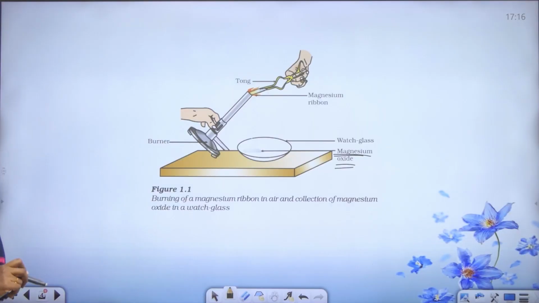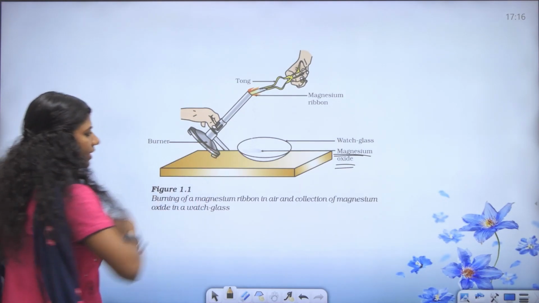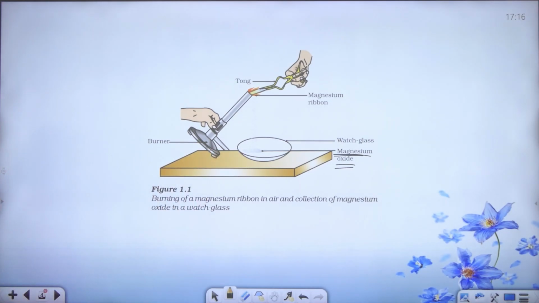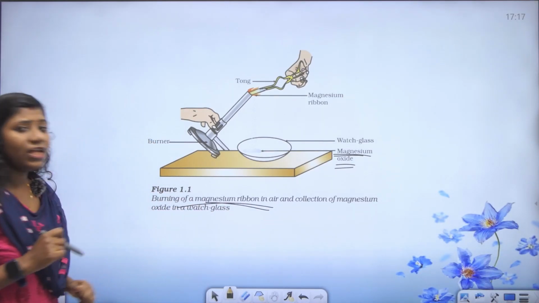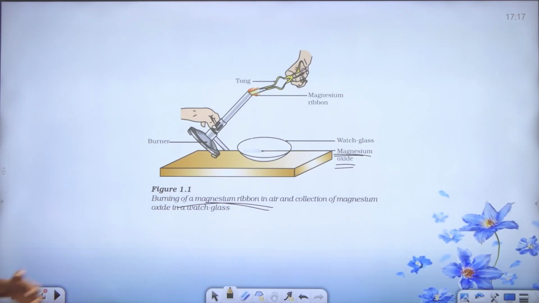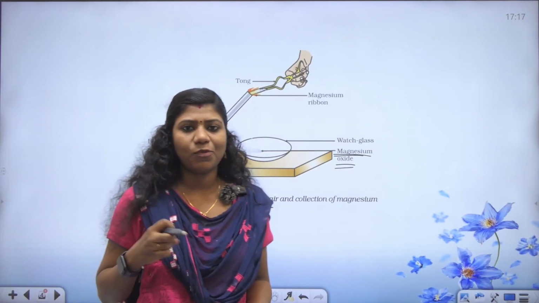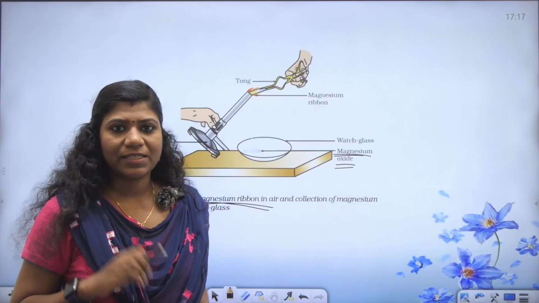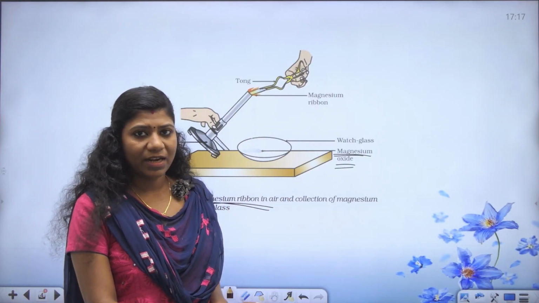The magnesium ribbon reacts with the oxygen in the air to form magnesium oxide. Magnesium oxide is the white colored ash. Burning of magnesium ribbon in air forms magnesium oxide. So magnesium changed to magnesium oxide. Magnesium oxide is a new substance. A new product is formed. That means this reaction is a chemical reaction.